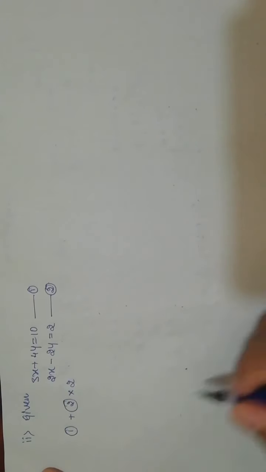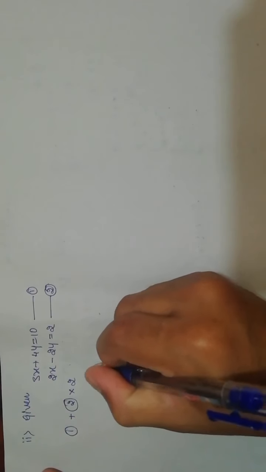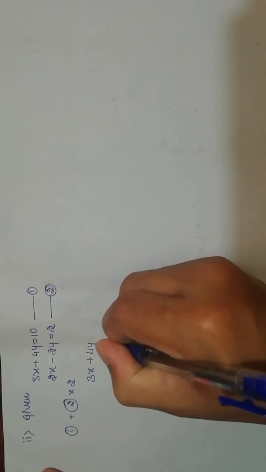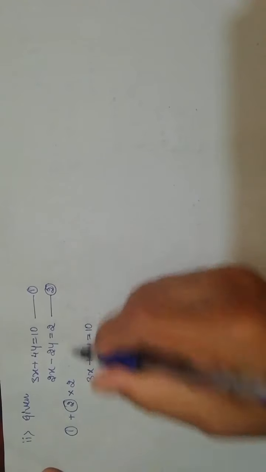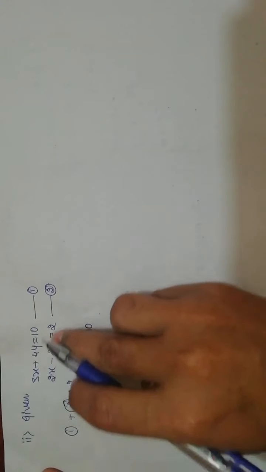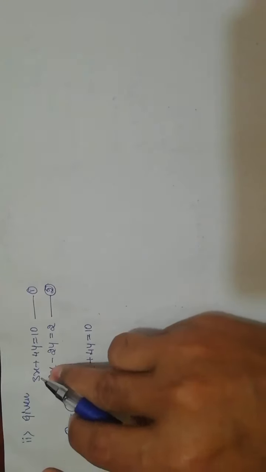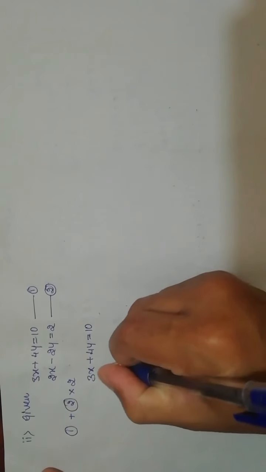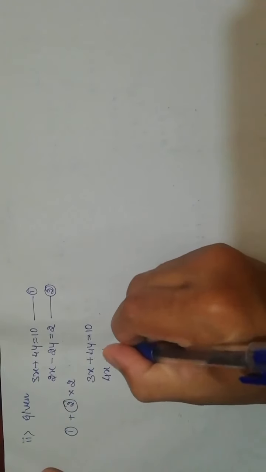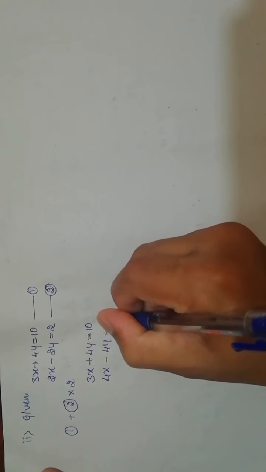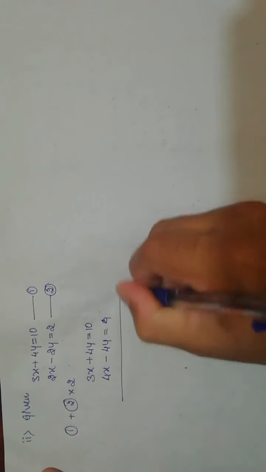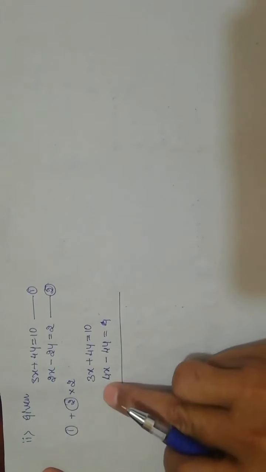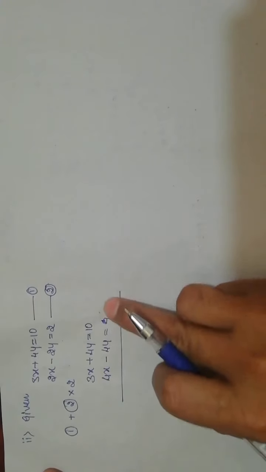So now I'm going to write the given pair of linear equations like this. So 3x plus 4y is equal to 10. Then multiply equation number 2 by 2. So it will become 2 into 2, 4x, and then 2 into 2 it will become 4y, and 2 into 2 it will become how much? 4. So now here it is addition, so that's why no need to change the sign of the second equation.